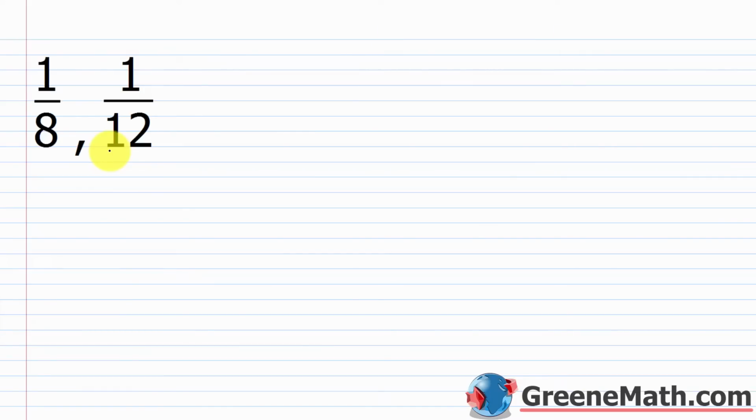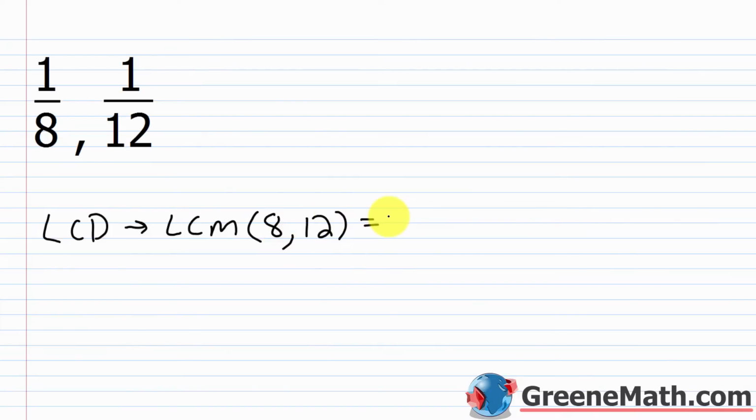I know a lot of you get confused when you start talking about LCD, LCM, GCF, GCD. Again, as you practice with these terms more and more, you'll not only understand what they are, but where and when to use them. The LCD is found by finding the least common multiple, again abbreviated LCM, for the two denominators. So the least common multiple of 8 and 12 is what we're looking for here. How do we find the least common multiple?